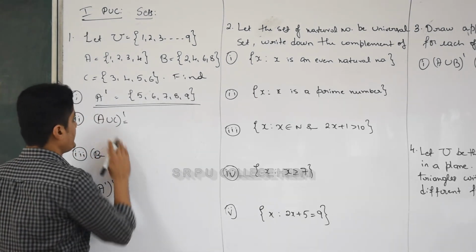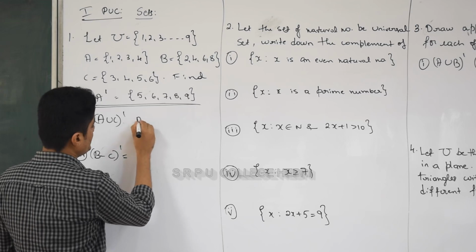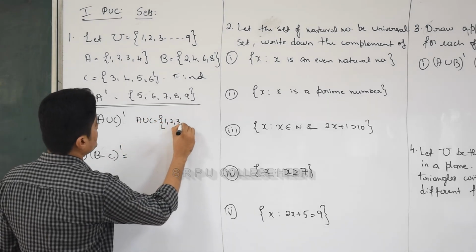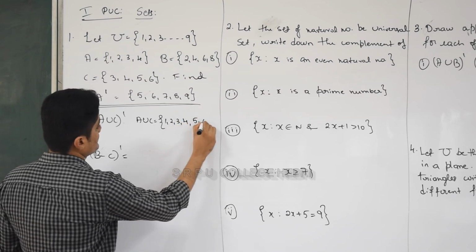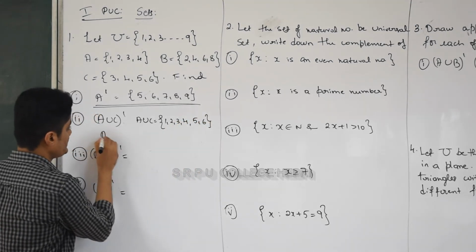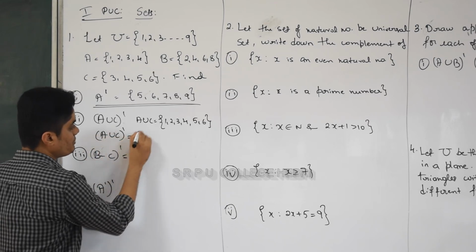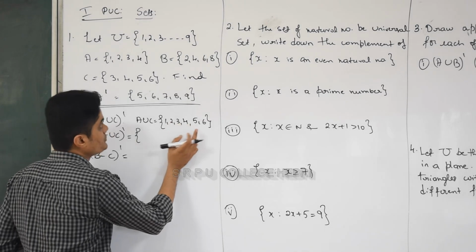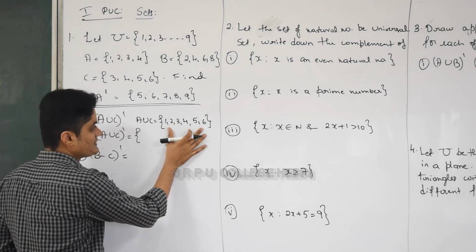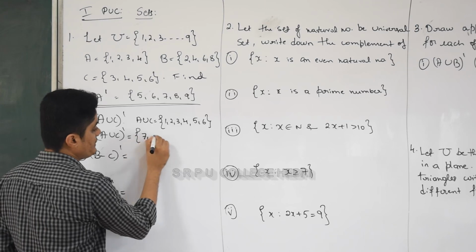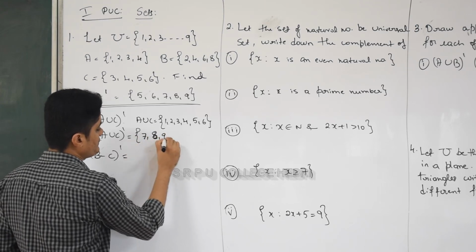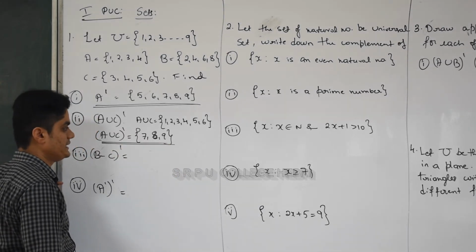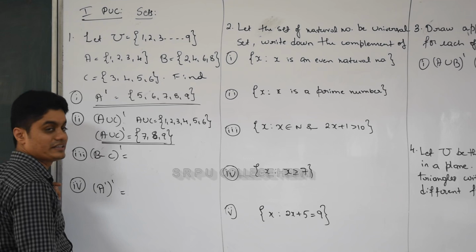Remember that. Next, (A union C) complement. First find out A union C. What is A union C? 1, 2, 3, 4, 5, 6. What is required is A union C whole complement, so these elements we have to remove from U: 1, 2, 3, 4, 5, 6. If you remove these 6 elements from U, the remaining elements are only 3, which are 7, 8, 9. So the complement of A union C is 7, 8 and 9.